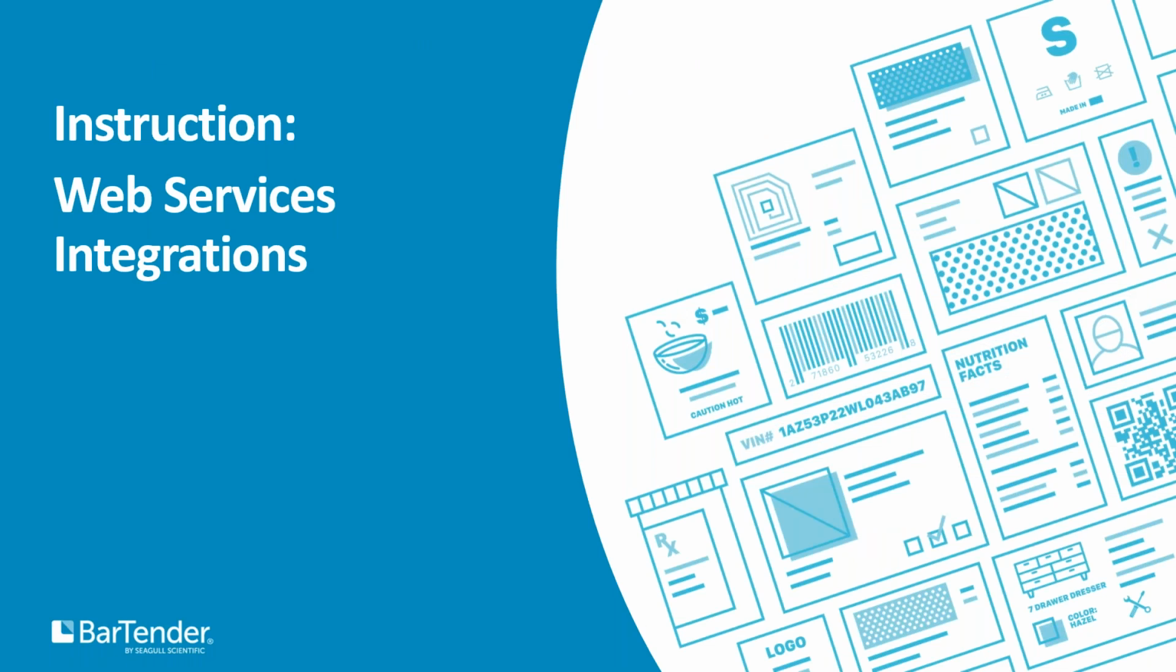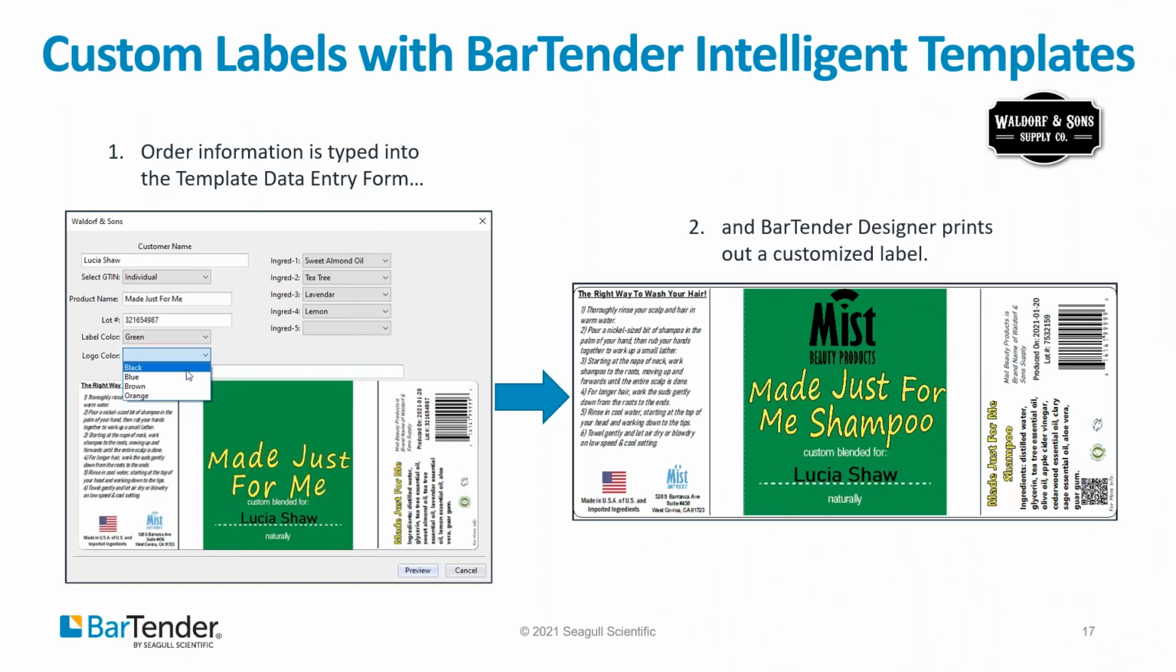Okay, so let's get into the really fun part, the web service integration. Now, this demo is going to consist of really two different things. I'm going to show you a bit more about BarTender Intelligent Templates. Now, this part you can do with Professional. If you're on Starter, you need to upgrade to Professional to be able to do the things I'm going to be showing you. But it's going to be well worth it to you.